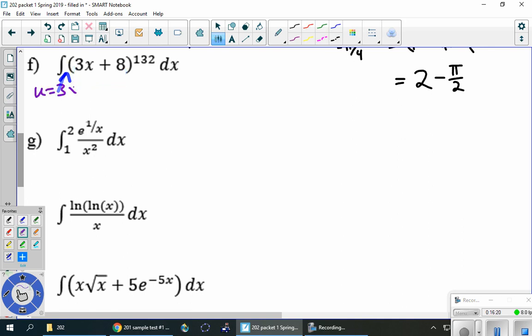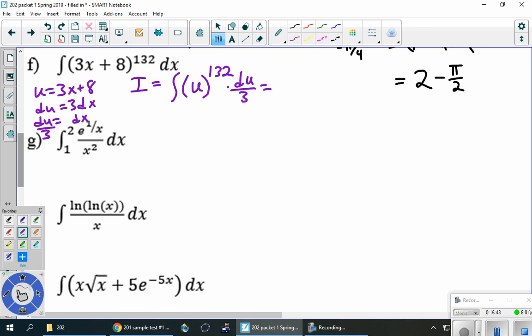U equal the stuff in the parentheses. du equals 3 dx. Solve for dx. Just get du over 3. So that means that the original integral is equal to the integral, instead of the parentheses, it's just u to the 132, instead of dx, du over 3. That over 3 is a 1/3 on the outside of the integral. And then the integral of u to the 132 du. This is our basic power rule. Add 1 to the power, divide by the new power, plus c.